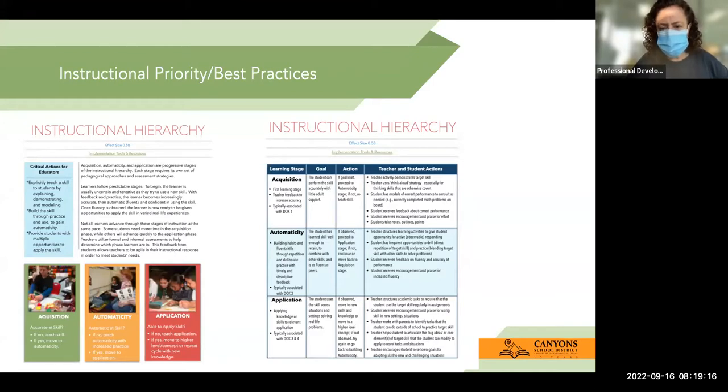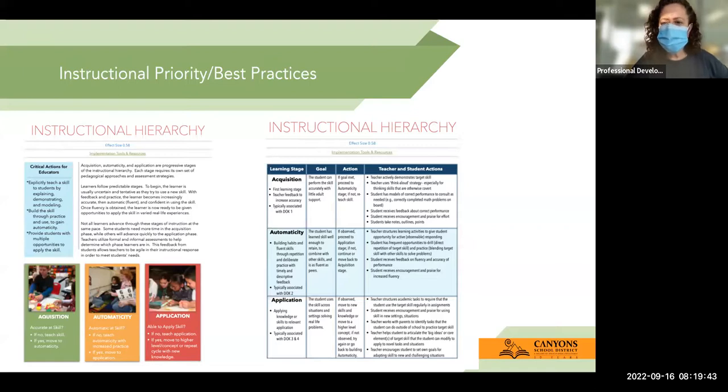In the acquisition stage, it is really the basic stage. It is recognition. In the automaticity stage, the students are going to use what they have learned in order to create sentences or to conjugate verbs. For the application stage, the students are going to combine everything that they learned in order to make sense out of what they have in front of them.